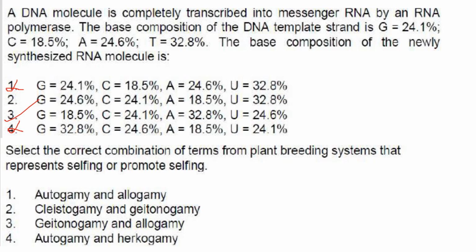Then next one. Select the correct combination of terms from plant breeding system that represent selfing or promote selfing. Autogamy, allogamy. Allogamy is cross-pollination. So wherever allogamy comes, it is not self-pollination. So 1 is wrong and 3 is also not correct. Then cleistogamy and geitonogamy. Cleistogamy is pollination inside a closed flower, as is seen in the case of groundnut. So 2 is a type of self-pollination. Geitonogamy is also self-pollination. So 2 is your answer.